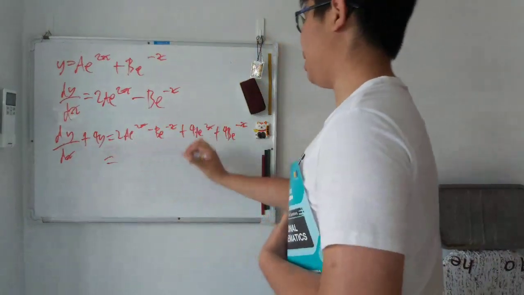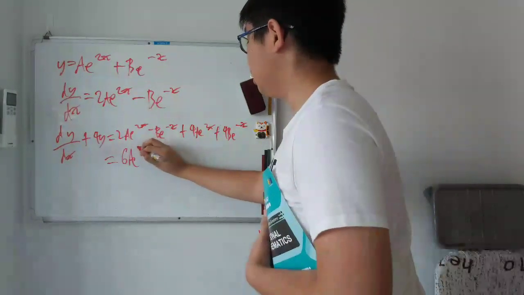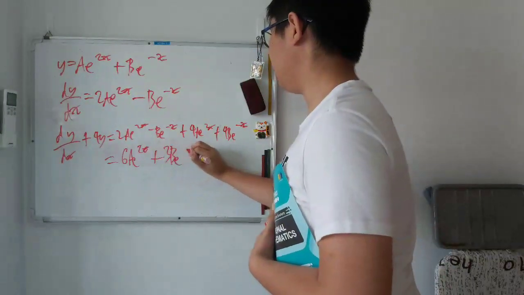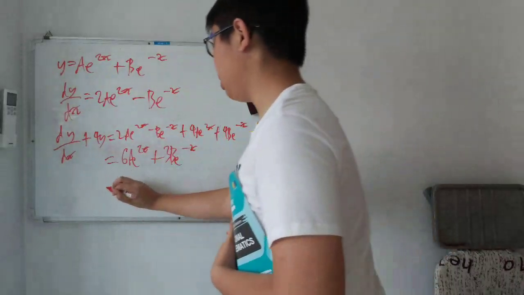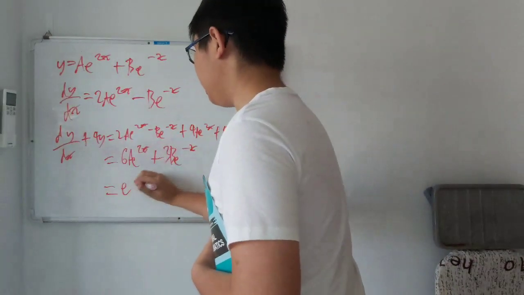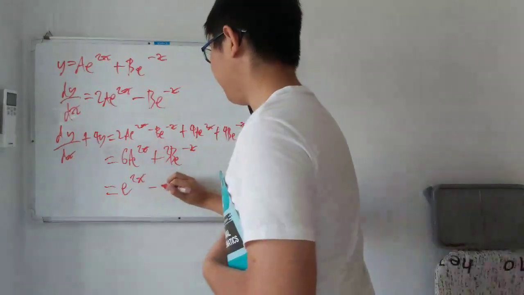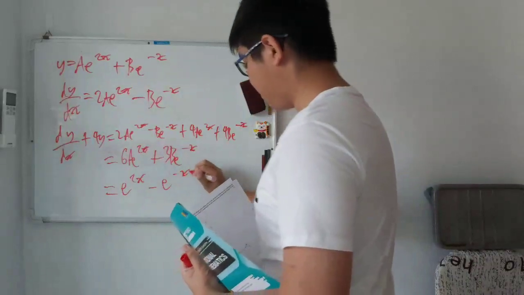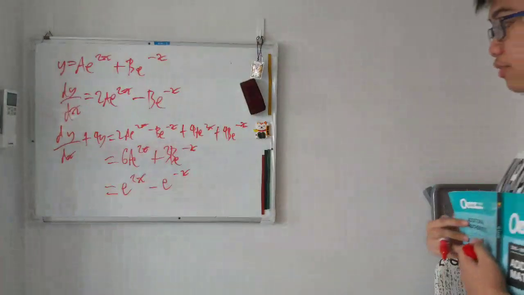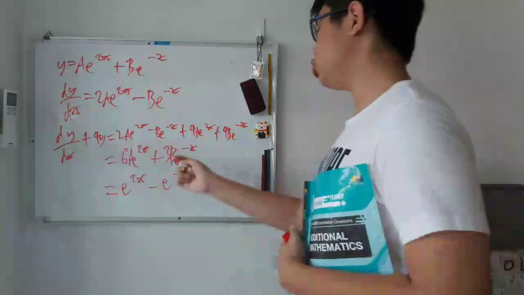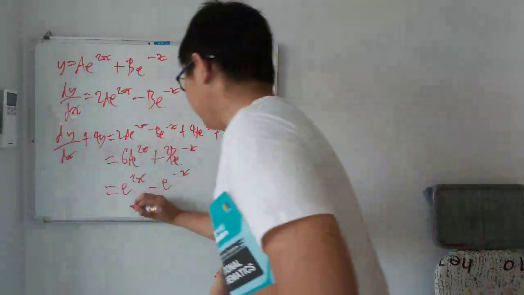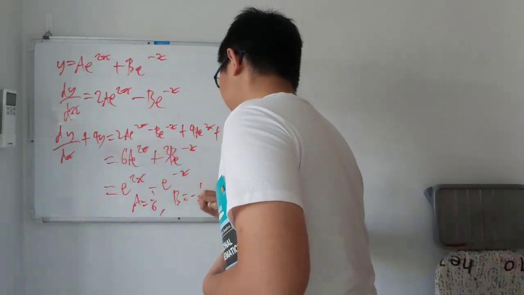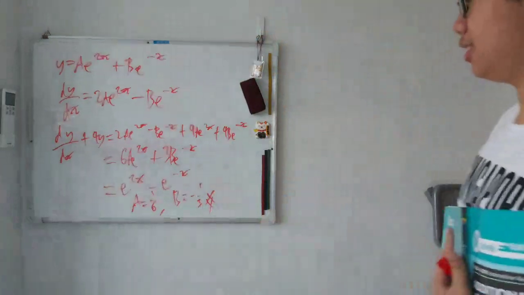Right? So this whole thing, we will simplify now. These are the same, so we can add them: 6a e to the power of 2x plus 3b e to the power of negative x. And from the question, we know this is equal to e to the power of 2x minus e to the power of negative x. This is what's given in the question. Because of this, we now need to say that 6a is equal to 1, 3b is equal to negative 1, which means that a is equal to 1/6 and b is equal to negative 1/3. Another easy 4 marks.